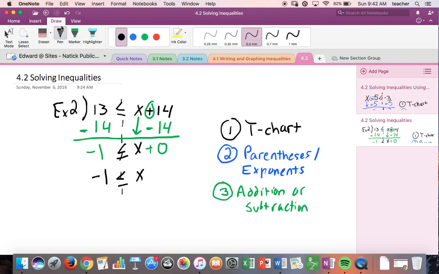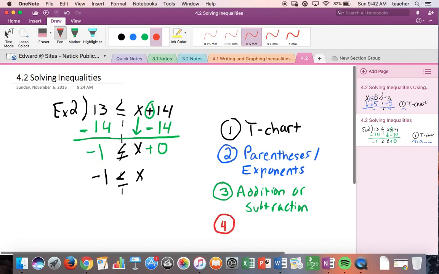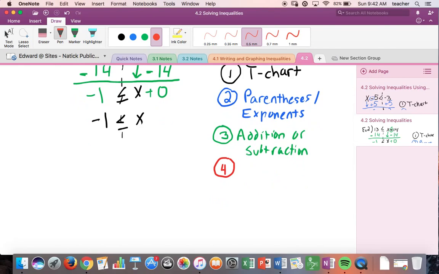But again, we can't only solve inequalities, we also need to graph them. So in my last step here, I'm going to graph.